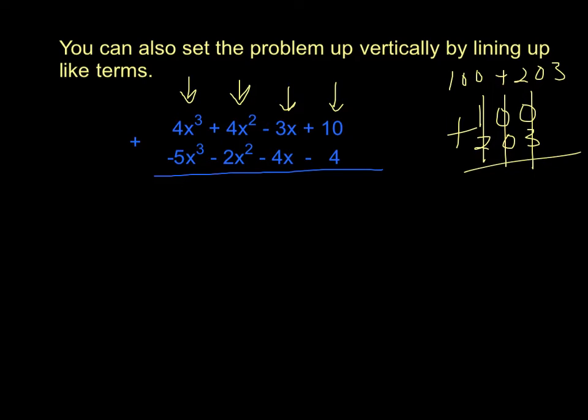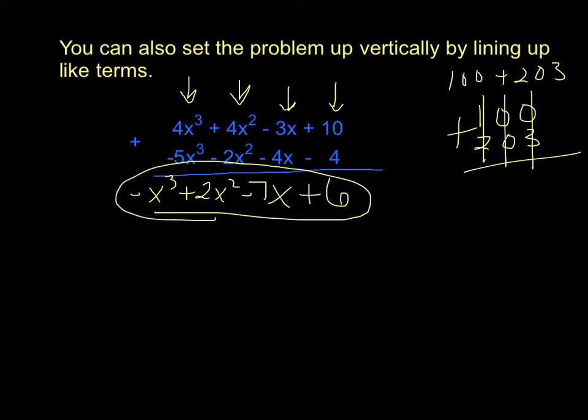And we add vertically. 10 and negative 4 gives me a positive 6. Negative 3 plus negative 4 gives me a negative 7x. 4x squared and negative 2x squared leaves me a positive 2x squared. And positive 4 and negative 5x cubed gives me a negative 1x cubed. So you'll see we have the same solution with the vertical arrangement as we did in the previous example with the horizontal arrangement, where we were simply combining like terms. Okay? You can use whichever method you're most comfortable with. It really makes no difference at all which one you use.